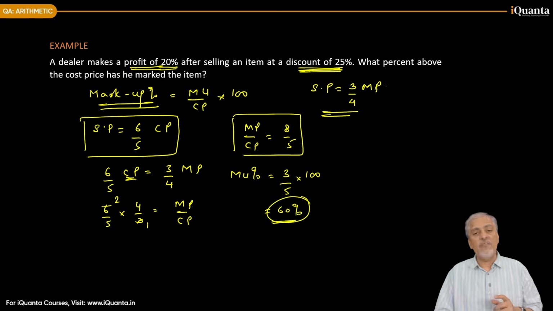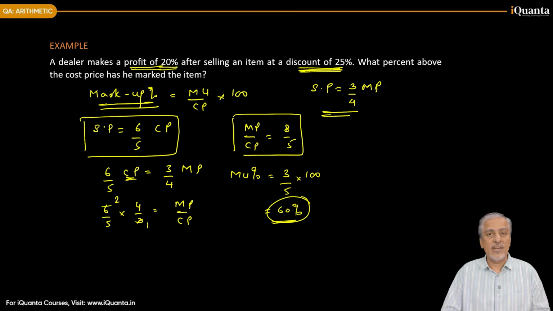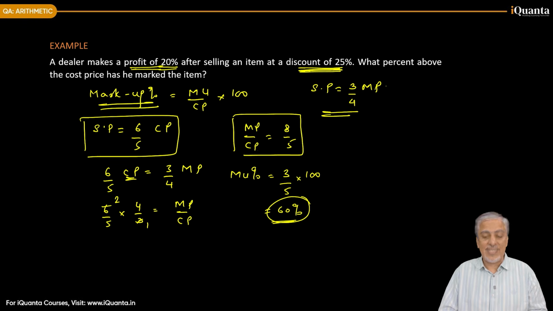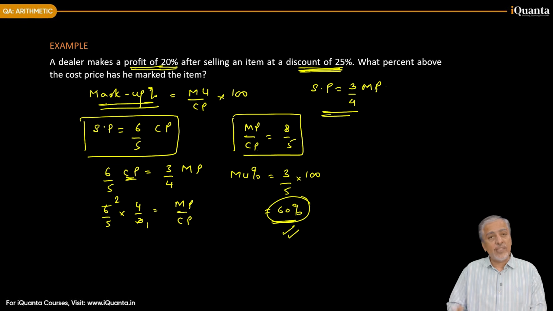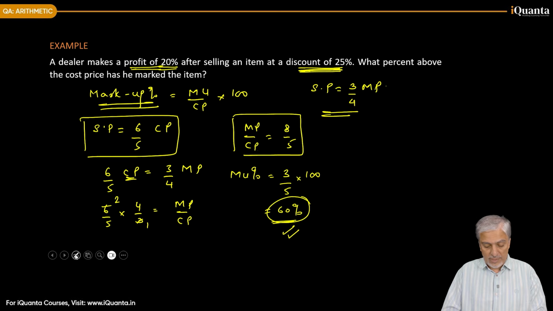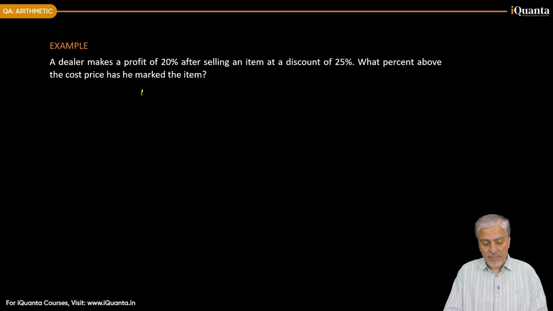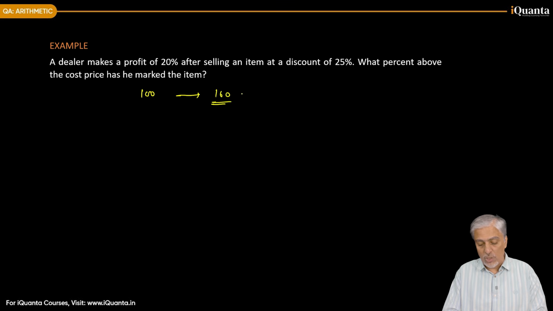That means if I have taken a product at 100 rupees, marked it at 160, and then give you a 25% discount, I will still make a profit of 20. We can check the question with that. That's always a good way of understanding that you understood the concept. Markup is 60%. If I want to check the question with this approach, I will just check my answer. I bought the product at 100. I marked it at 160. On 160, I'm giving you 25% discount.